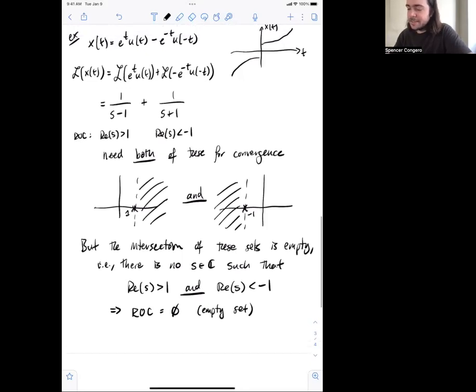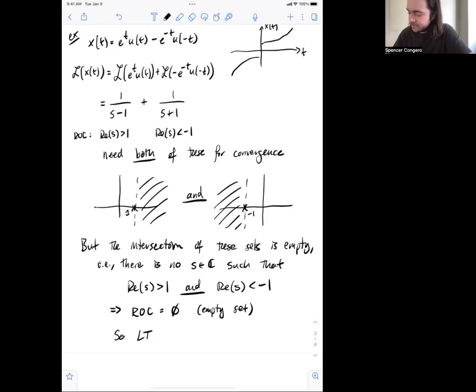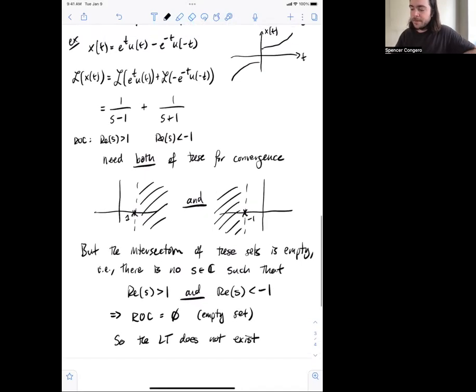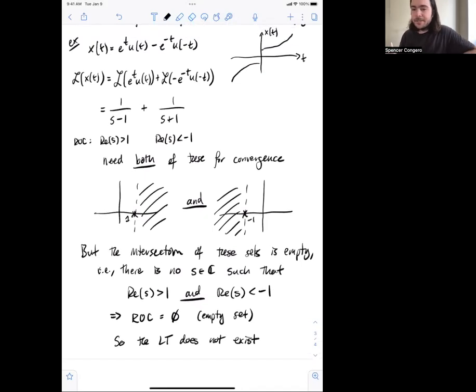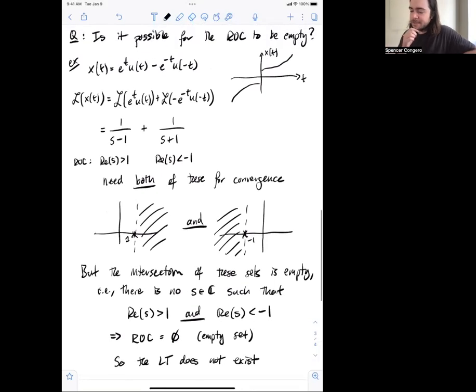This Laplace transform doesn't converge for any value of s, and so the Laplace transform doesn't exist. It doesn't converge anywhere. It doesn't exist for this function. We can't take the Laplace transform. It just diverges everywhere. So that answers that question: is it possible for the ROC to be empty? That's a good thing to be aware of.